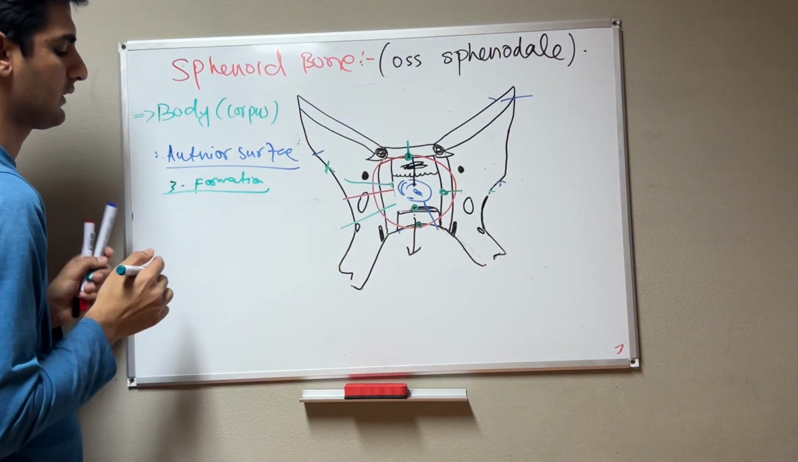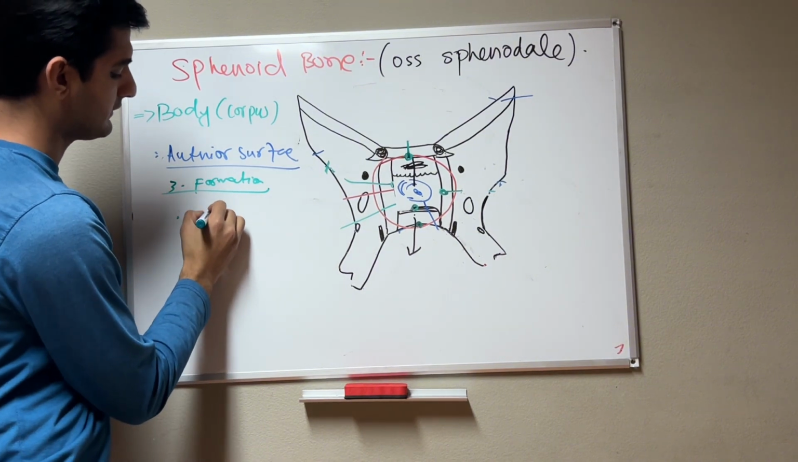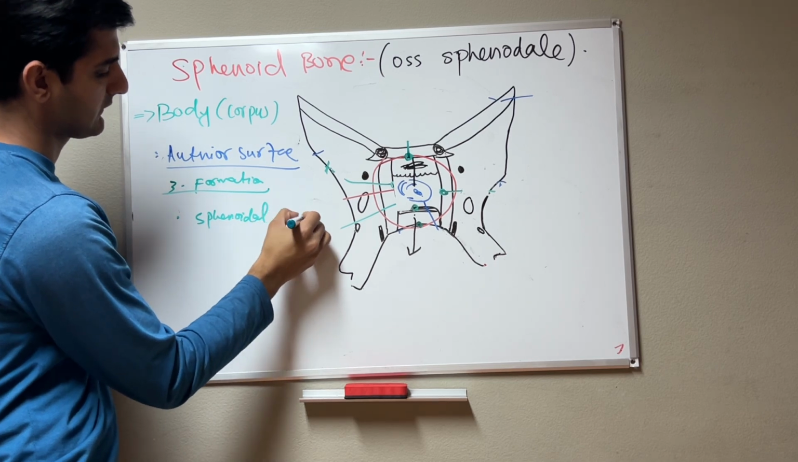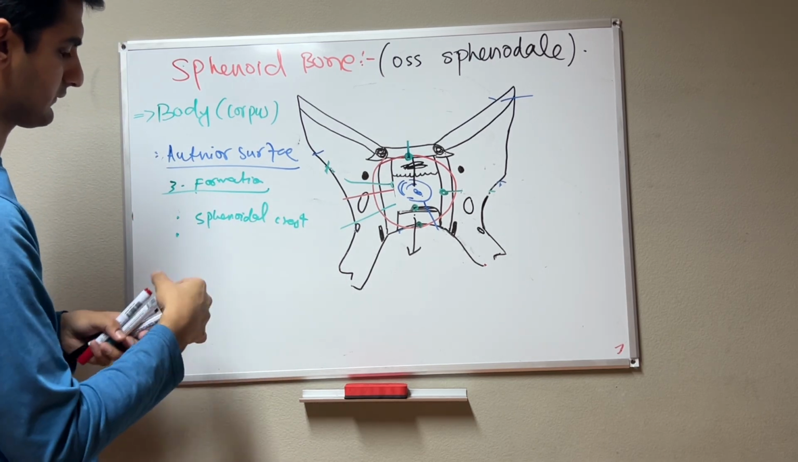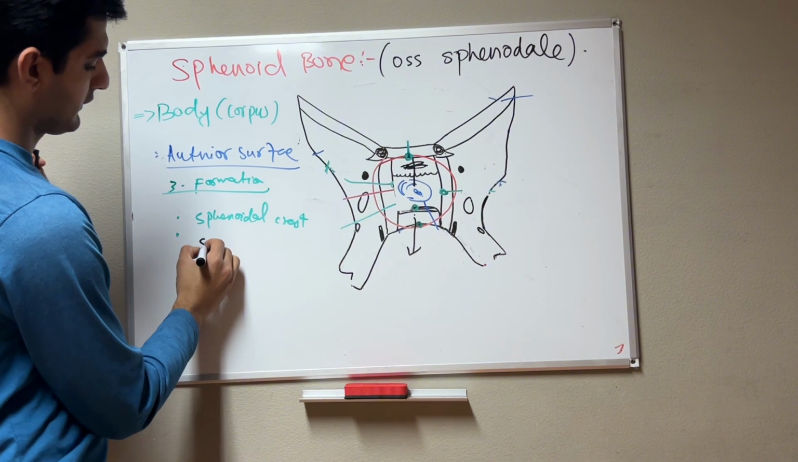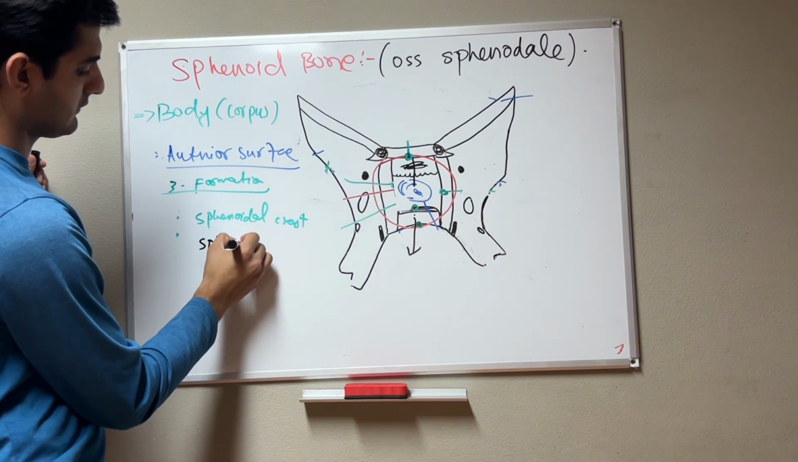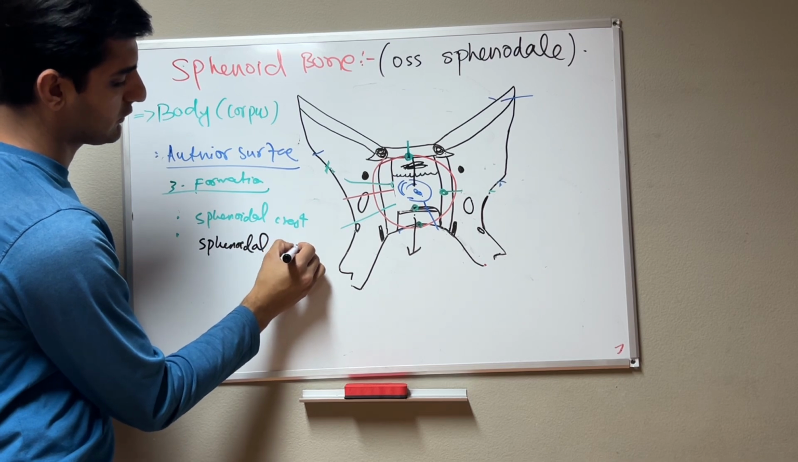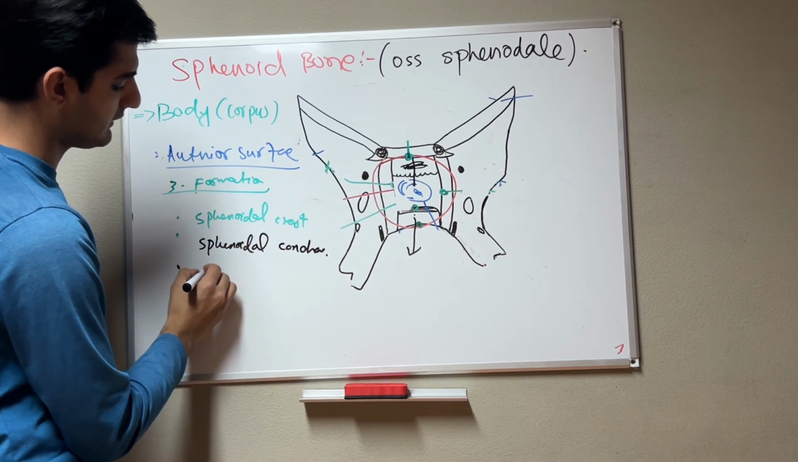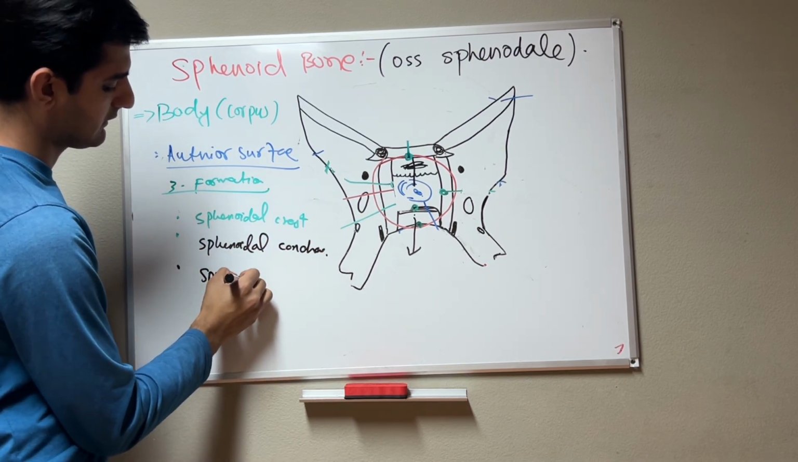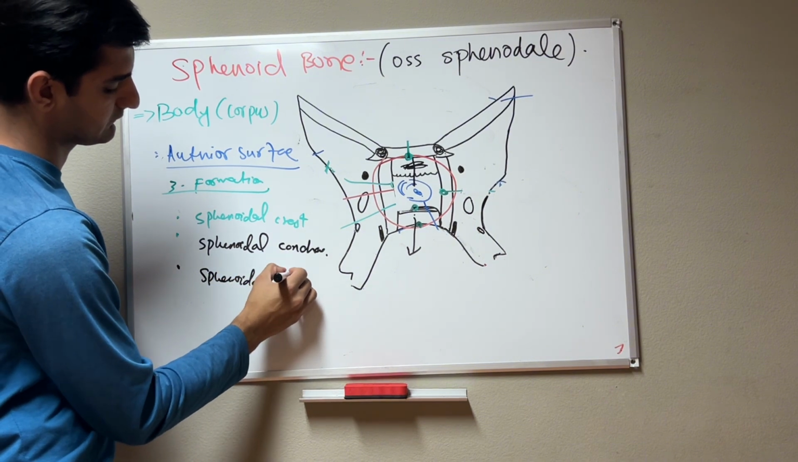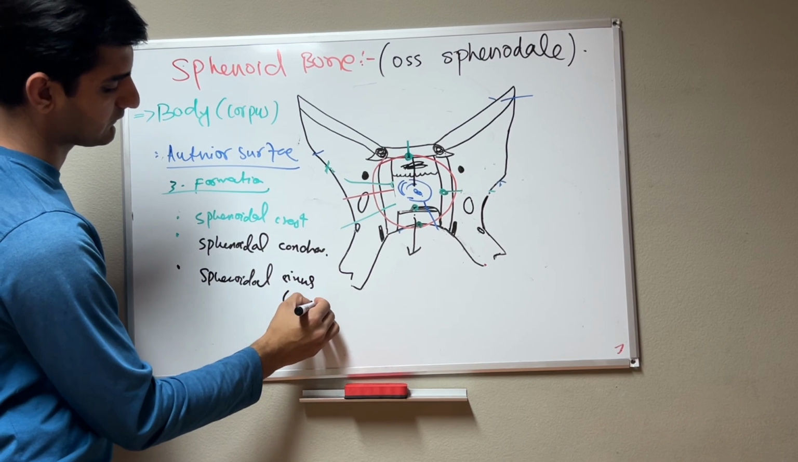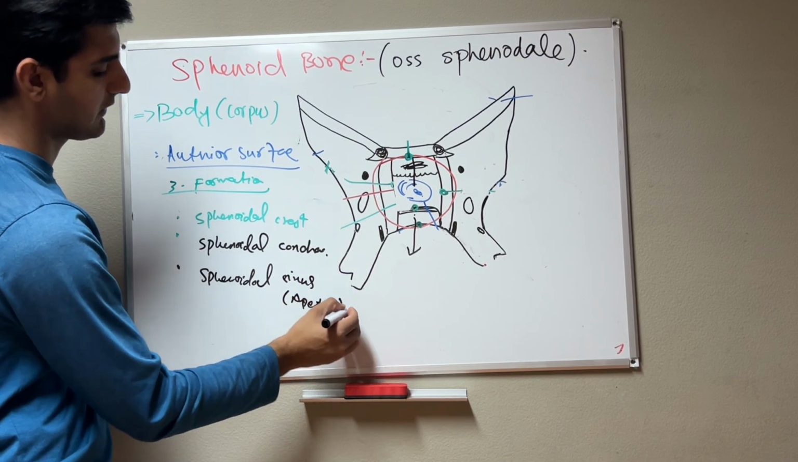Which ones? First one is the sphenoidal crest. Sphenoidal crest. Then the sphenoidal concha, and then here the sphenoidal sinuses. The sphenoidal sinuses are apertures, or apertura in Latin.